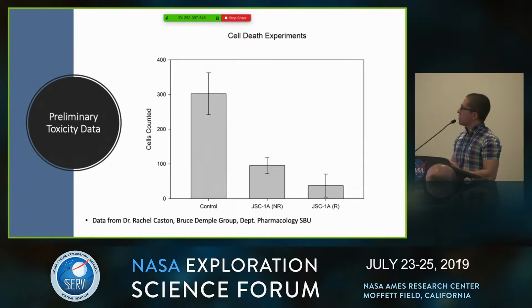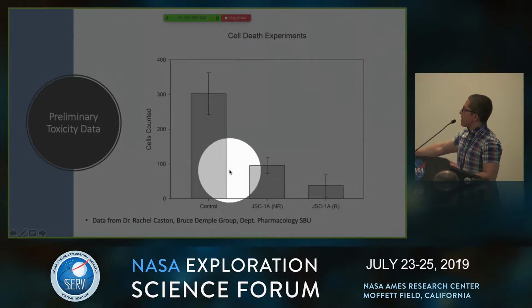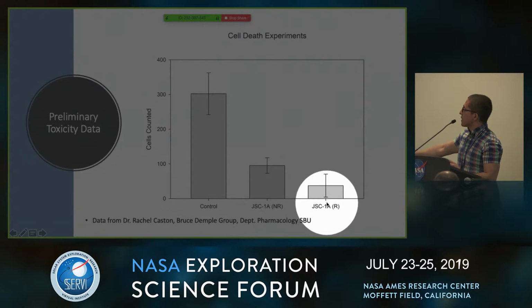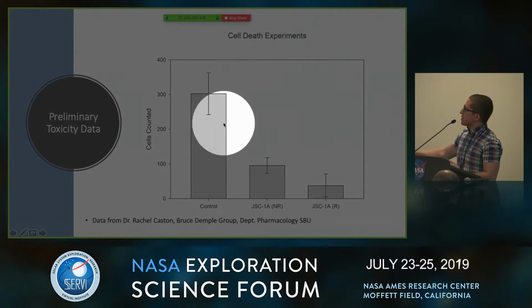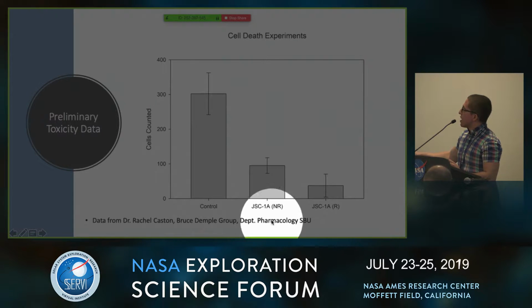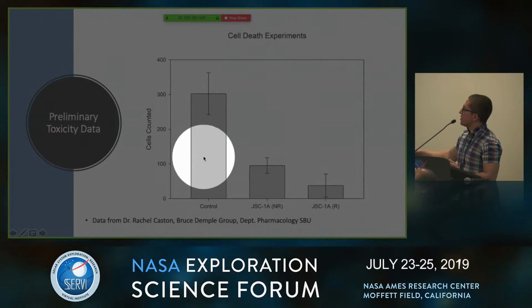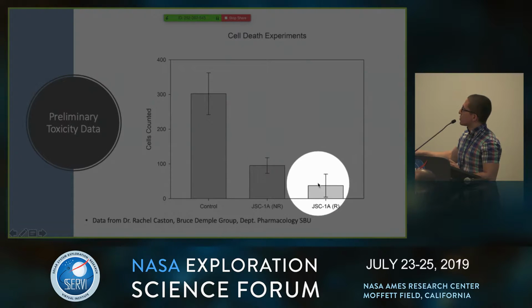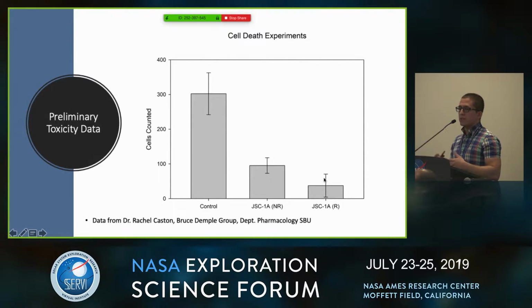And so here we have some data obtained from our colleagues in the Department of Pharmacology. Basically, here we have our JSC1A that's not reduced, and here we have our reduced JSC1A. The y-axis is the number of cells that have been counted after a treatment. So we have here our control. For our non-reduced JSC1A, they counted about 100 cells, and for the reduced, they counted around 50. So it seems that the heat treatment and reduction, again, is not only leading to huge increases in the reactivity, but in the toxicity as well.